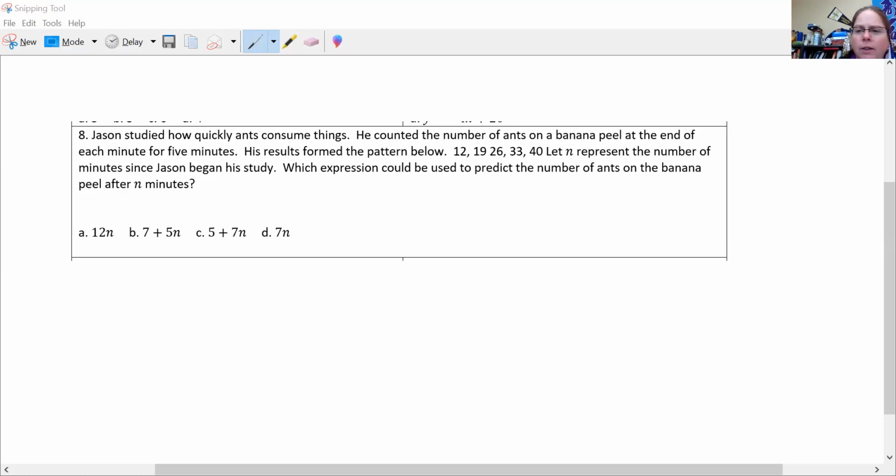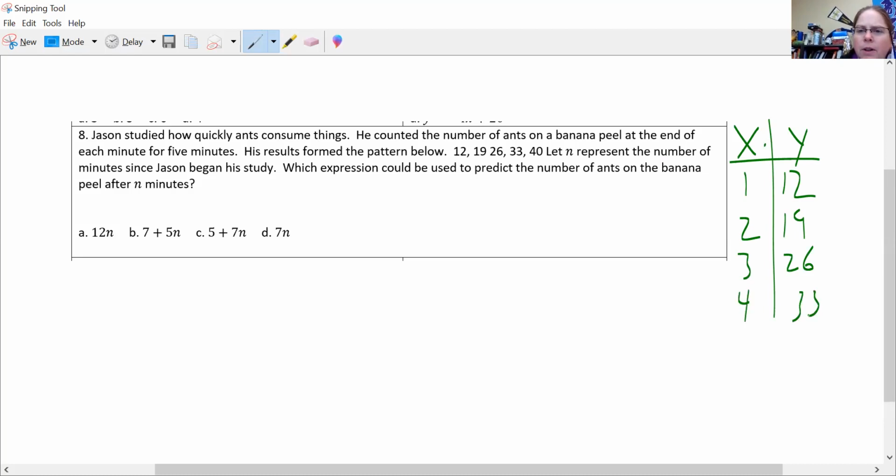And he started counting. So let's see, we've got X and Y. At the end of 1 minute, he had 12. At the end of 2, he had 19. 3, it's 26. 4 is 33. And then at the end of 5 minutes, he had 40. So we look at that, that keeps going up by 7 each time.